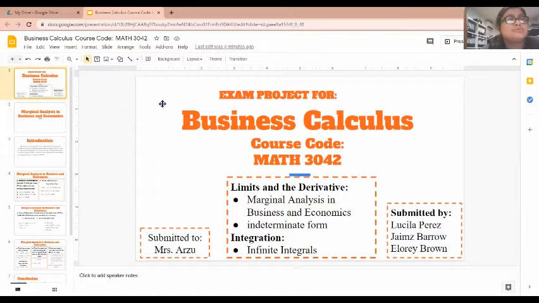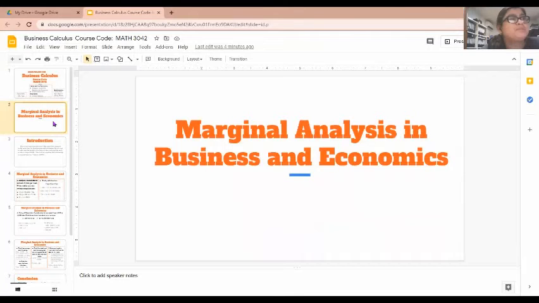We chose two topics, and out of those two topics we chose three subtopics in which to present on. Firstly, we have marginal analysis with business and economics. Secondly, intermediate forms, and thirdly, indefinite integrals. Marginal analysis in business and economics. I will be presenting on that.